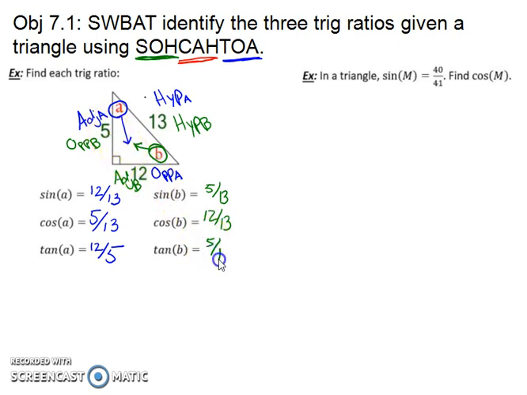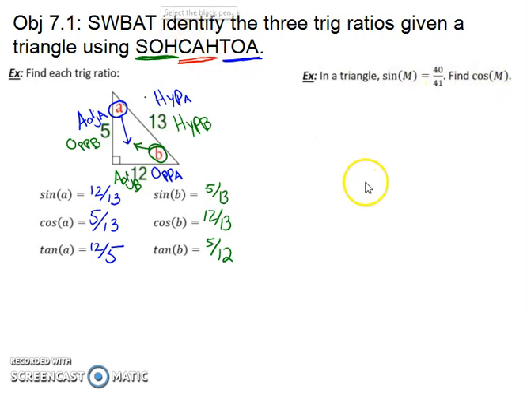When you're done with this, you should notice that a lot of these numbers and these answers repeat each other. There were only 3 numbers in the triangle to begin with, and we found 6 different things, so you're going to see a lot of the same thing. The second example is our application level problem. So in a triangle, they tell us that sine of angle M is equal to 40 over 41, and they ask us to find cosine of M.